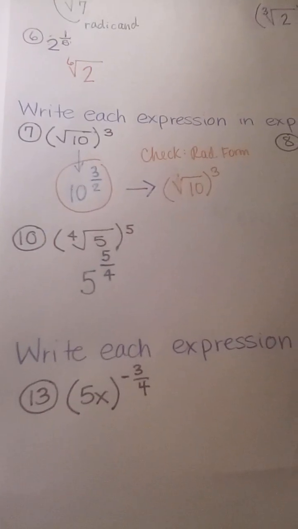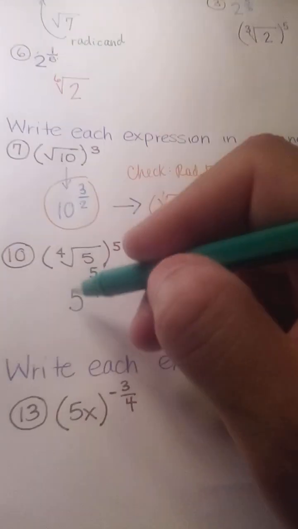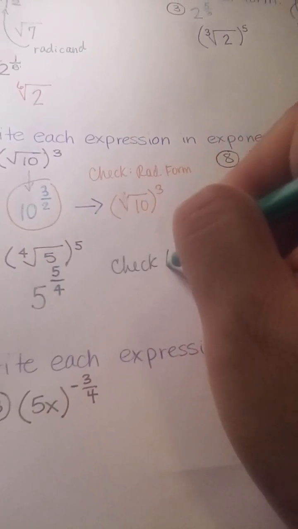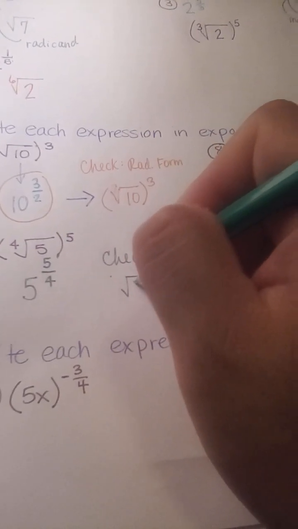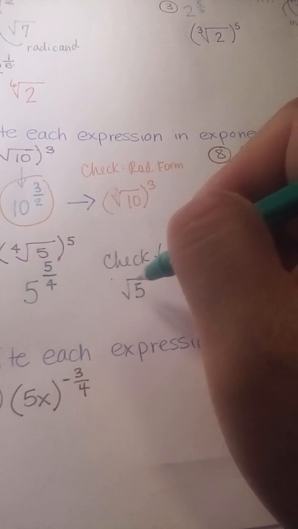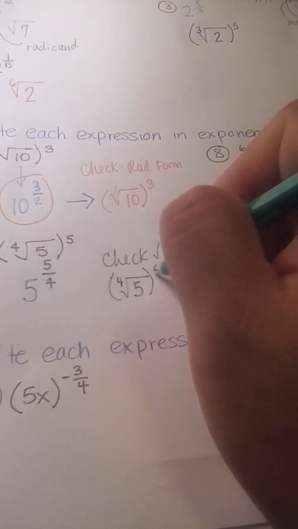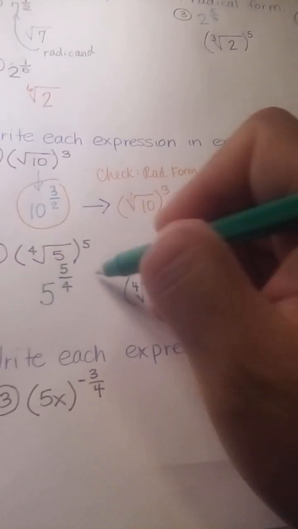That's not bad, right? So make sure it's correct. Let's see. Double check. Square root of 5, 4, 5. Does it match with this? Yes.